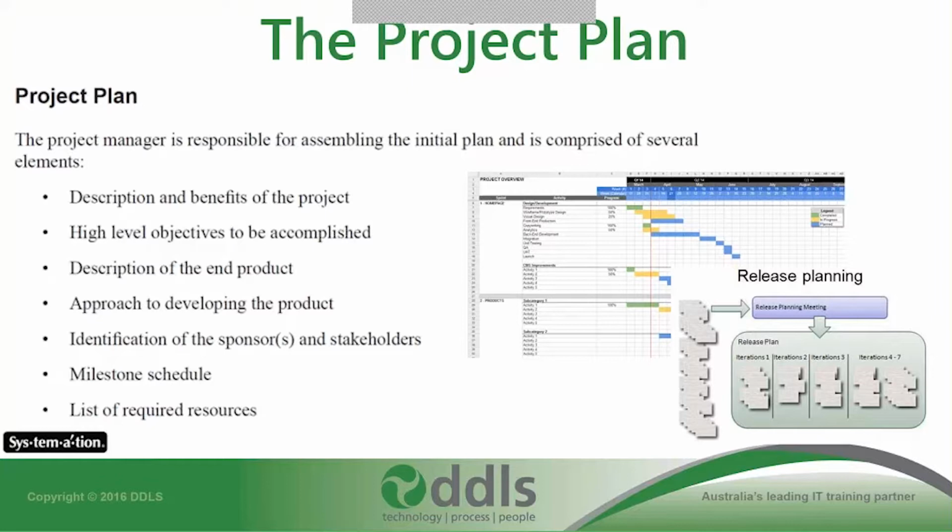What a project plan still focuses on is that you still need a description and benefits, okay? So you're still working towards a benefit irrespective of whether it is a waterfall or agile project. Why are you doing this project? Your plan should always be looking back at what is the justification for your project, irrespective of whether it is waterfall or agile. You should always have your high-level objectives in there.